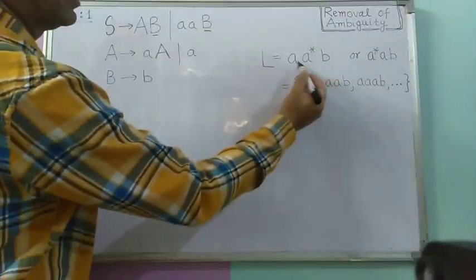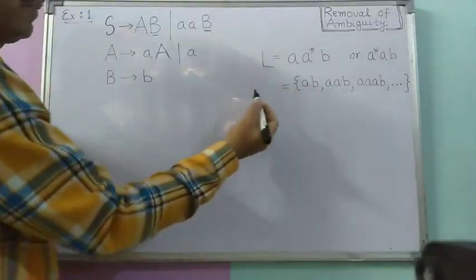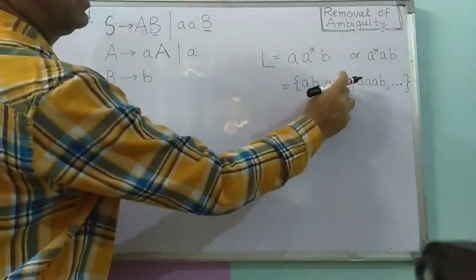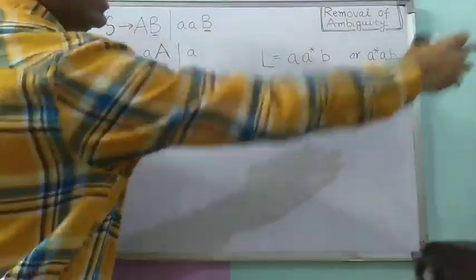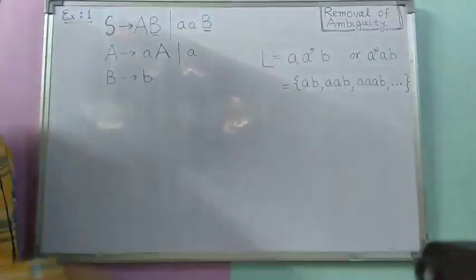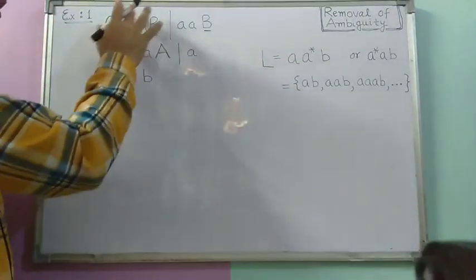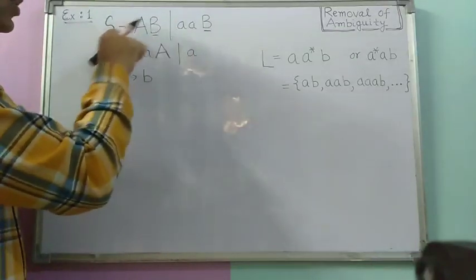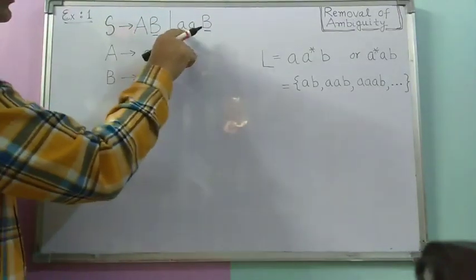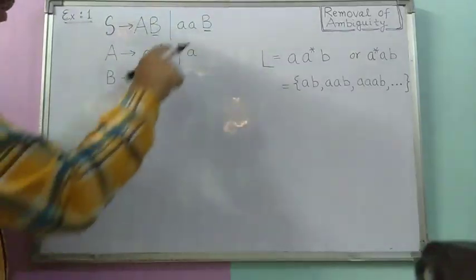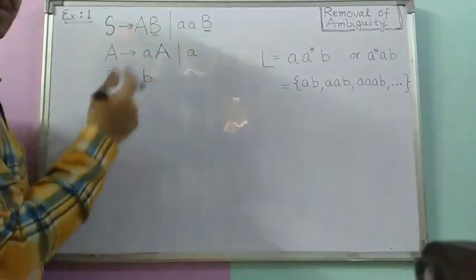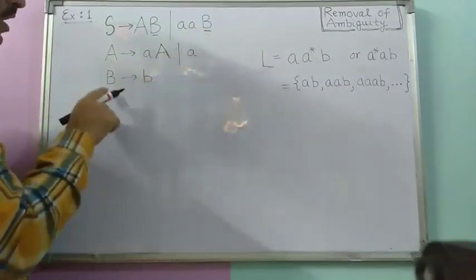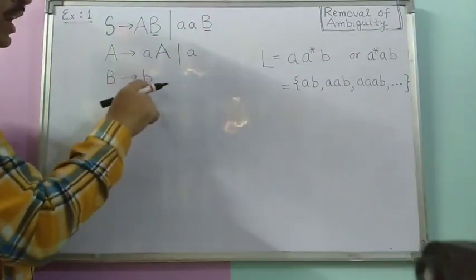The minimal word in this language will be ab. So words in this language will have the format ab, or aab, or aaab, or aaaab, and so on. Like this will be the words in this particular language generated from this production S to aAB. Now what can be generated through the other production of S, that is S to aB? The small a and b are terminals, so these will be fixed. And from capital B we can generate only the terminal letter b.